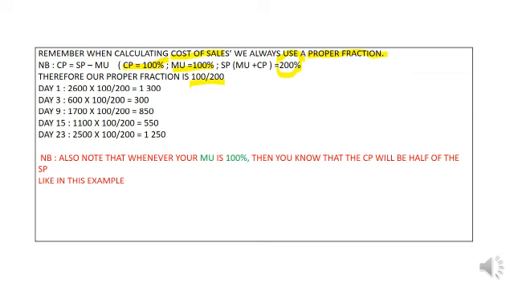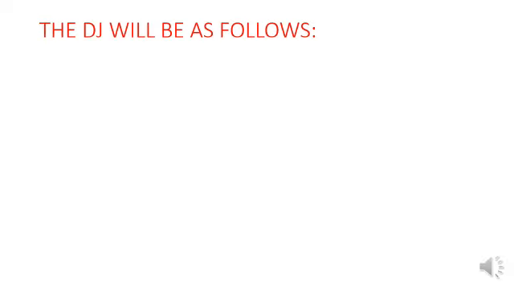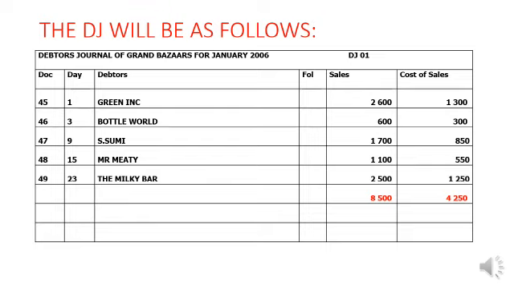Alright, so that is basically your calculations of cost of sales. Then the next thing will be for us to look at the DJ. How will it look now? Once we have done that, you want the heading. You find it on A, where they say check the transactions that have taken place for Grand Bazaar. So you say Debtors Journal of Grand Bazaars for January 2006. They didn't give us the DJ number, so I've just chosen DJ number 1. Then we start making our entries.